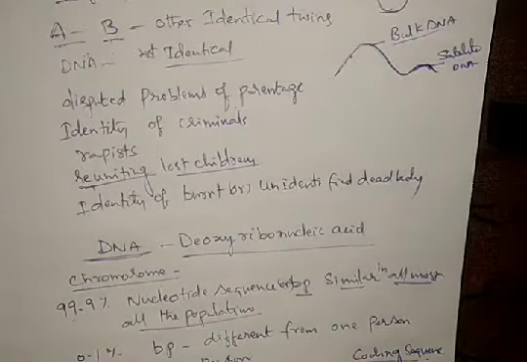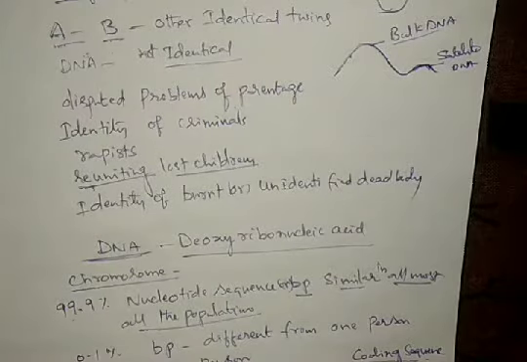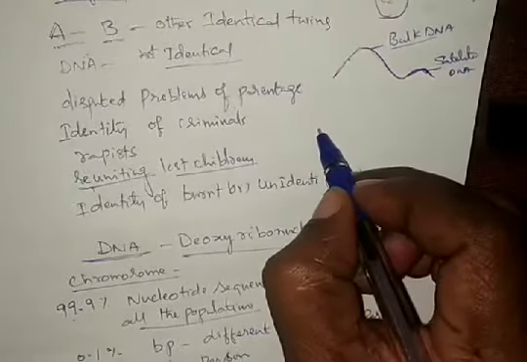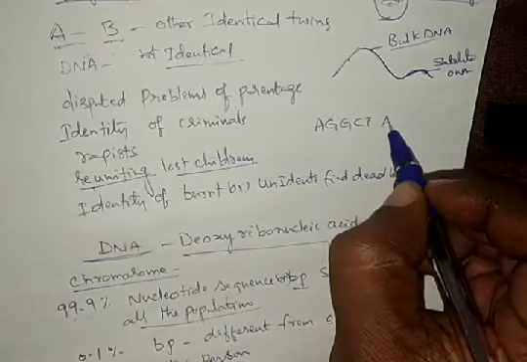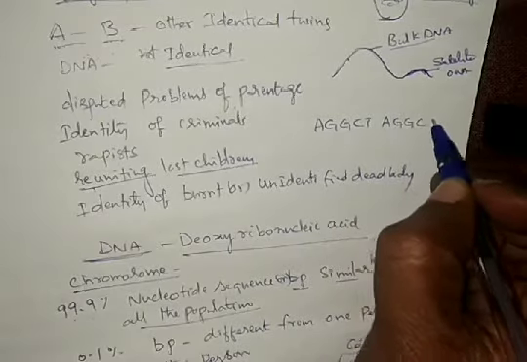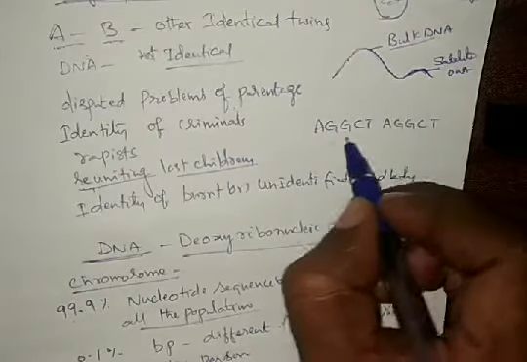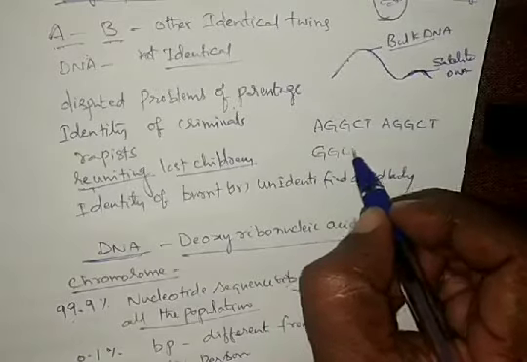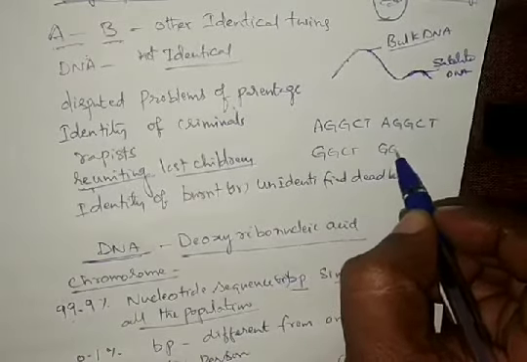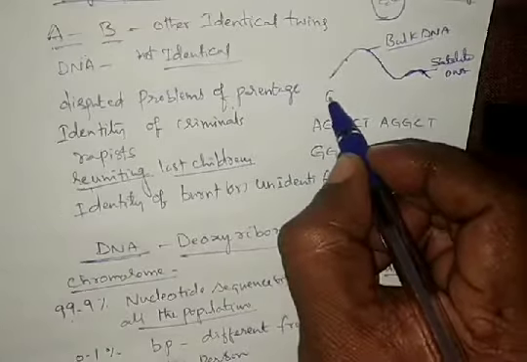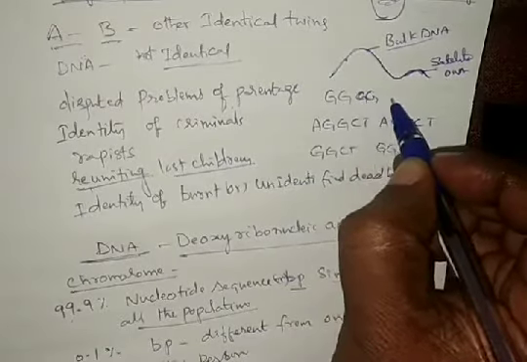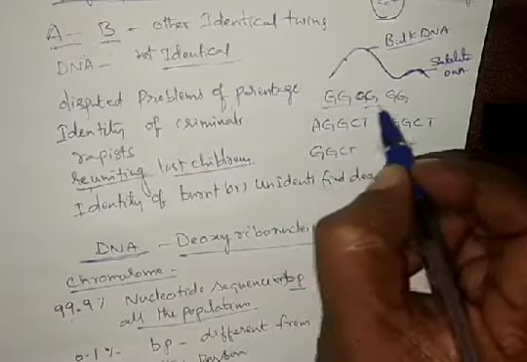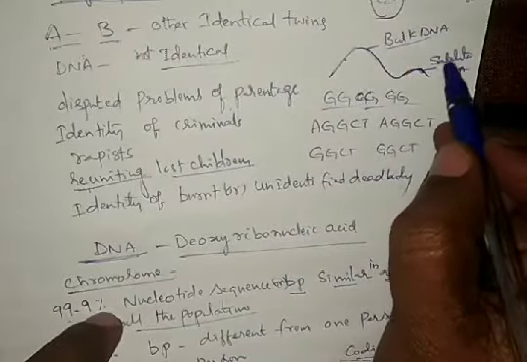So actually, the satellite DNA is a repetitive DNA sequence. Repetitive DNA sequence means a particular DNA sequence is repeated, like AGGCT, or GGCT, or GGCC, or GG, like that.